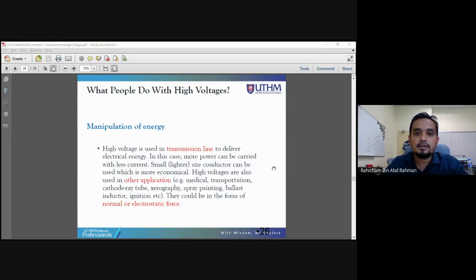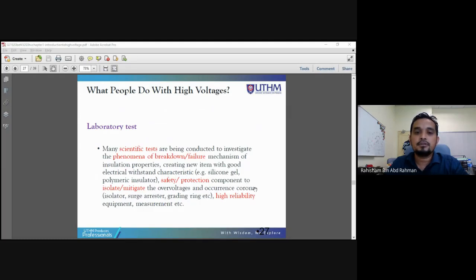What do people do with the high voltage? Why are people interested in performing high voltage AC, DC, and impulse? Of course, for AC, it is obvious that we need to transmit over the transmission and distribution lines. How about for DC and impulse? What do we do with this voltage? Primarily, for the high voltage impulse.